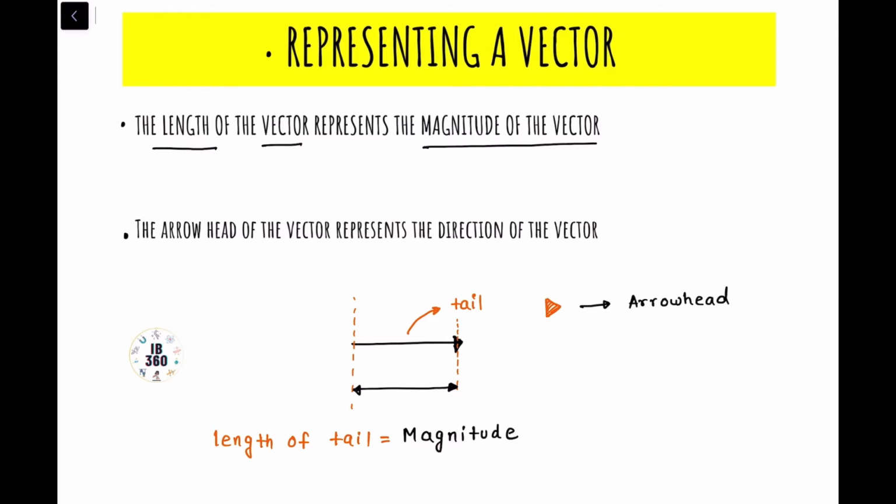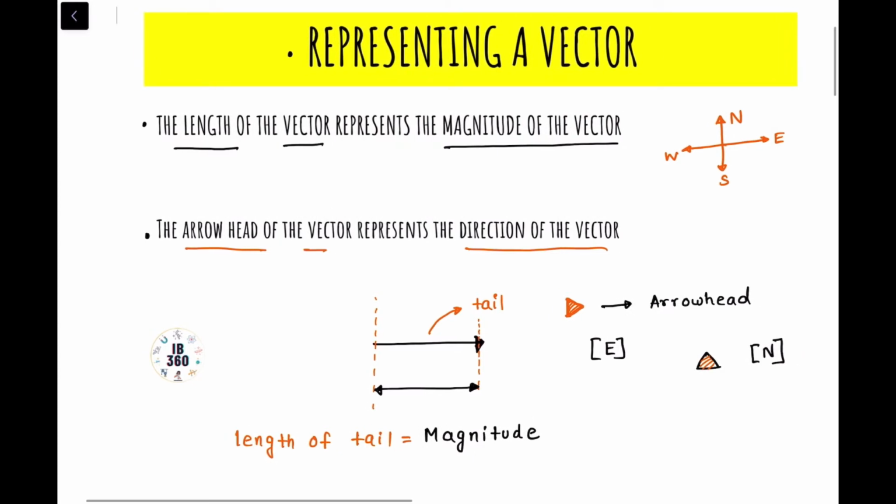And what is the second point? The arrowhead of the vector represents the direction of the vector. See, in which direction is the arrowhead pointing? This is north, this is south, this is east, and this is west. The arrowhead is pointing in this direction, which is east. If the arrowhead were pointing like this, it would be pointing towards the north. In this manner, the direction in which the arrowhead points is the direction of the vector, okay?